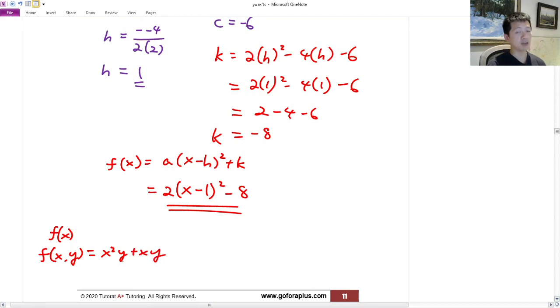So this is actually my function that depends on x and y. So this actually can be z. Okay, this is the three-dimensional thing. Now also, you can actually have a fourth dimension depending on x, y, and z.